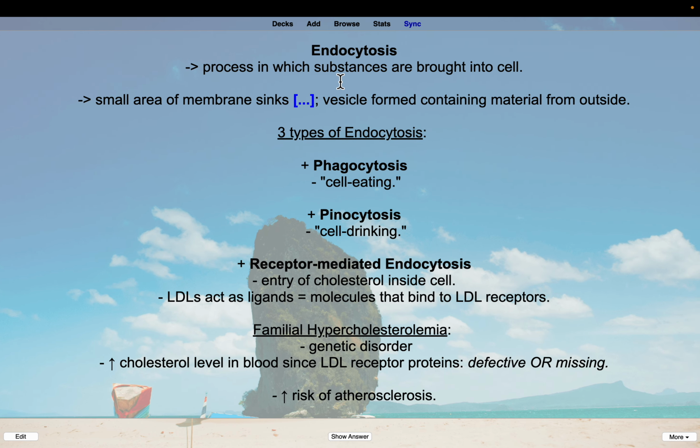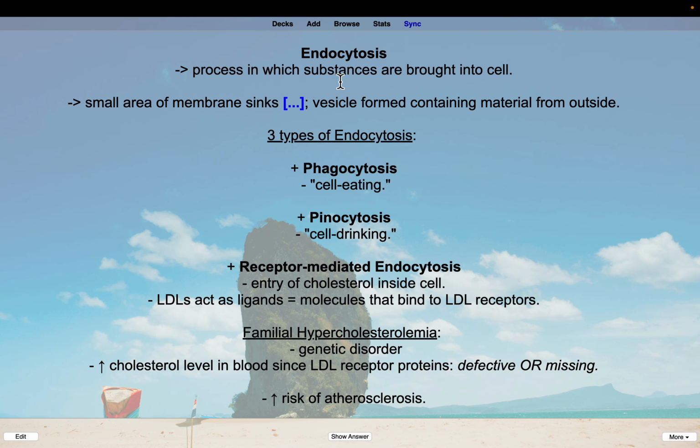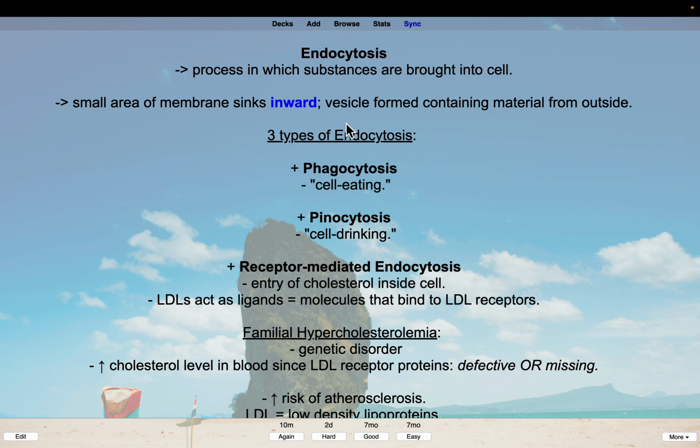Okay. Endocytosis. This is the process in which substances are brought into the cell, so from outside to inside. A small area of membrane sinks inward, and the vesicle formed contains material from the outside. There are three types of endocytosis: phagocytosis, pinocytosis, and receptor-mediated endocytosis.